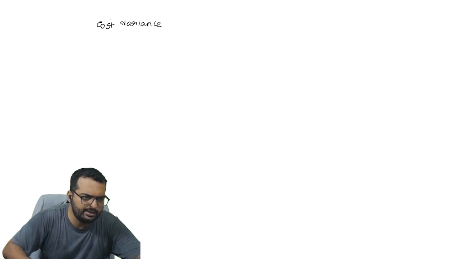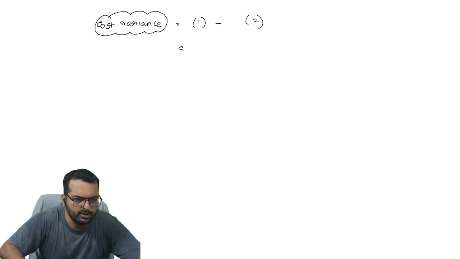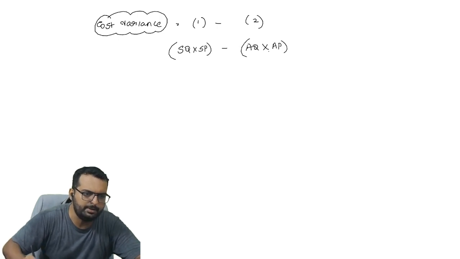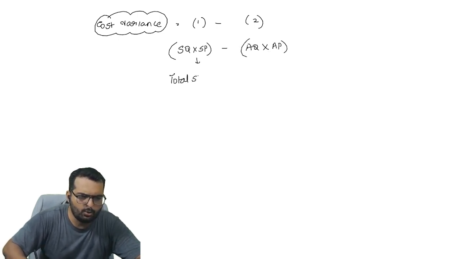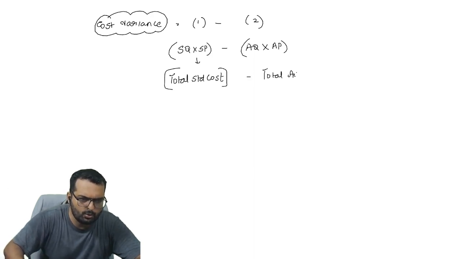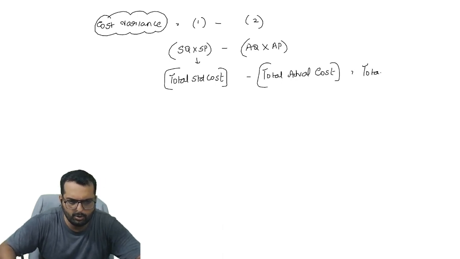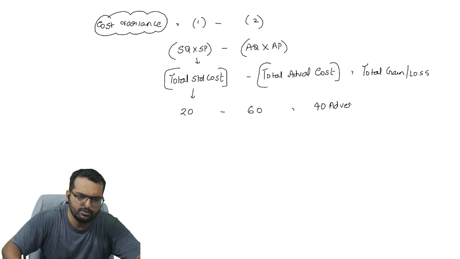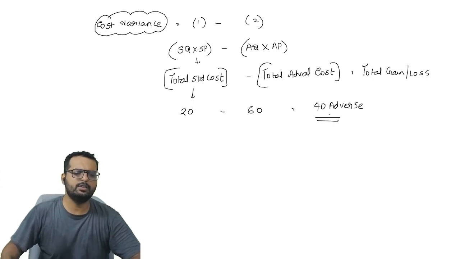Sorry, cost variance. What is the formula for cost variance? 1 minus 2 or SQ into SP minus AQ into AP, or in other words, total standard cost minus total actual cost. That will give you the total gain or total loss. So here you got the total standard cost as 20 minus 60. You made a total loss of 40. Okay, can you write down this in your books now?